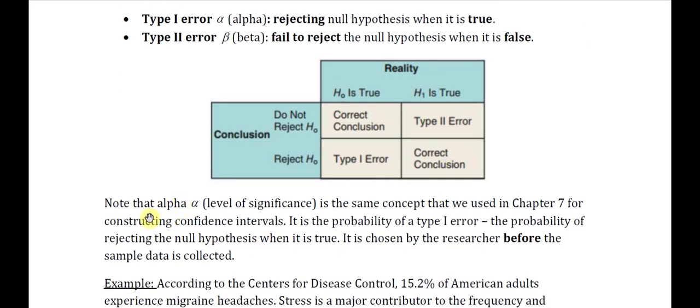Now, please note that alpha, which is the level of significance, is the same concept that we saw in chapter 7 for constructing the confidence intervals. It is just the probability of the type 1 error, or the probability of rejecting the null hypothesis when it is true. It is chosen by the researcher before the sample data is collected. And usually this value is given to you in the problem.